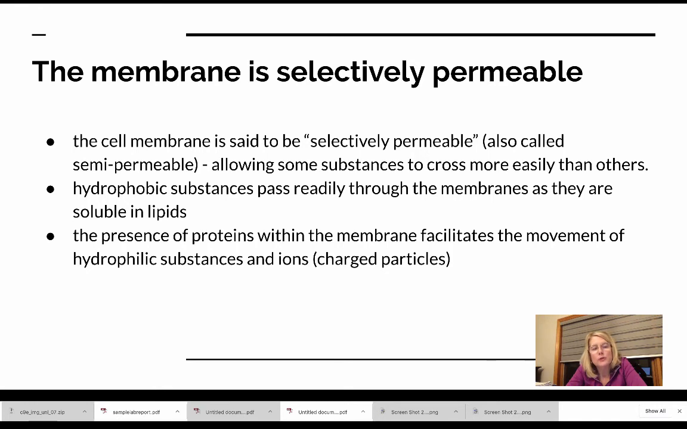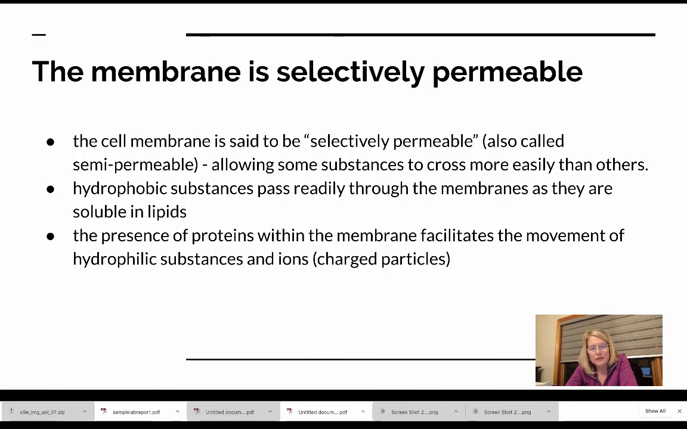So if you're a hydrophobic substance, and remember we talked about like dissolves like, you're going to pass readily through that bilayer. They're soluble in the lipids. Those fatty acid tails are going to be no problem. Hydrophobic substances generally can pass through that phospholipid bilayer.